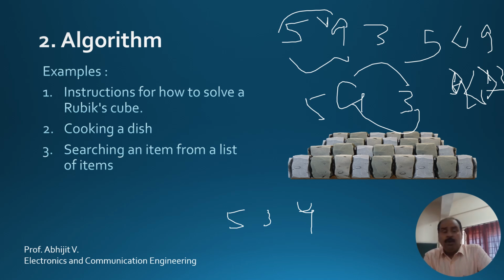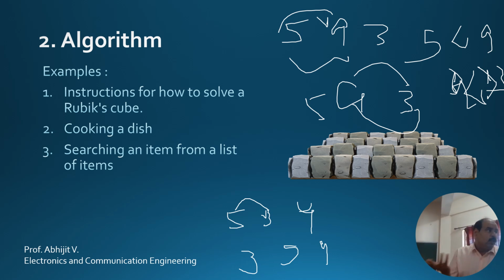Again, what do you do? You start from 5. Compare 5 and 3. 5 is greater than 3. What do you do? You swap this. So you get 3, 5, 9. Again, you compare 5 and 9. It's fine. 5 is less than 9. So you repeat the steps until you have nothing to swap. So you have done a very simple sorting algorithm.